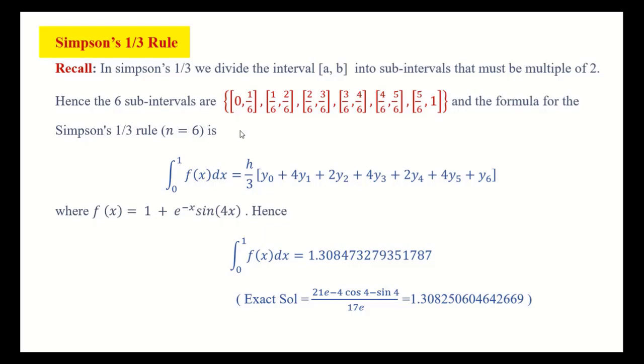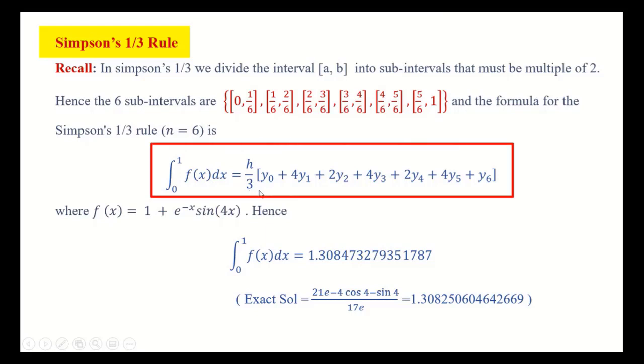So here for n equal to 6 you have the formula h by 3 times y0, plus 4 y1, plus 2 y2, plus 4 y3, and so on, and at the end y6. It is also very easy to remember that at the first and last terms you have the coefficient 1, and in all other terms you have alternating coefficients like 4, 2, 4, 2, 4, like this.